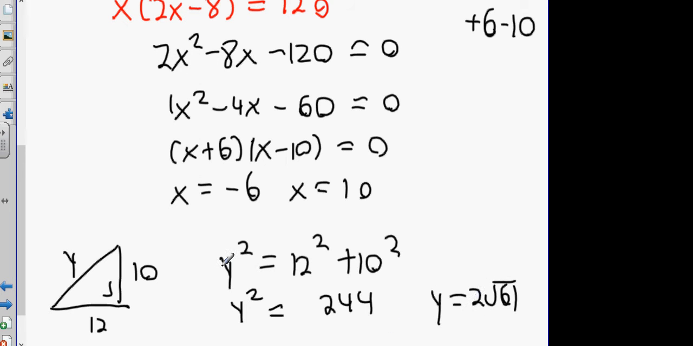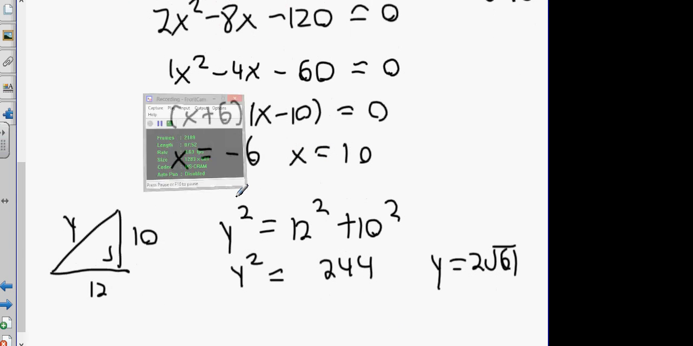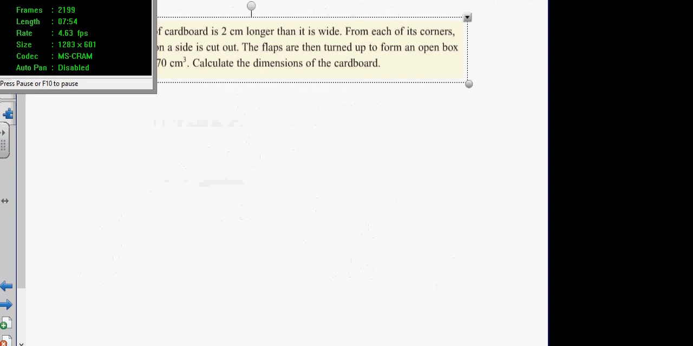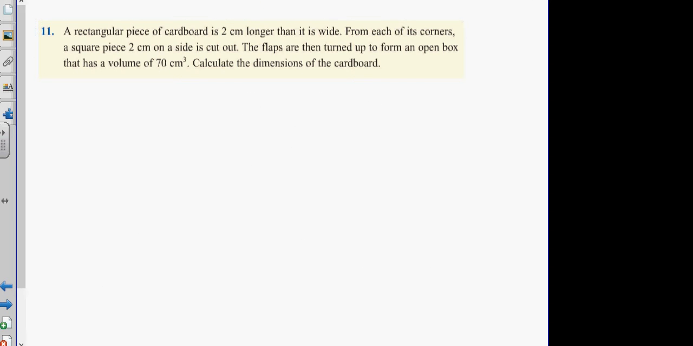And does it want it in decimals? Third form. So I'm done. Any questions? Another rectangle. Okay. Getting blue in the face of these at this stage.